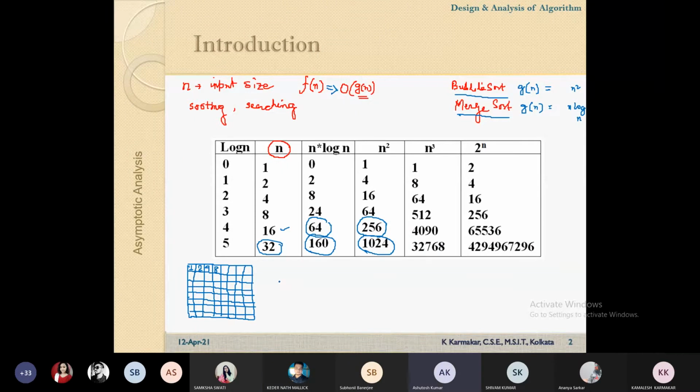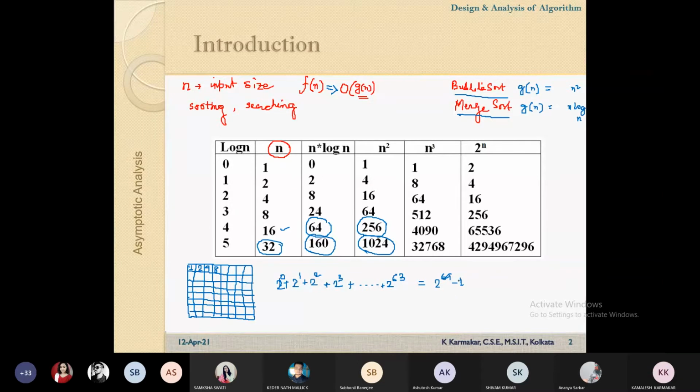It will be just like 1 plus 2 plus 2 square plus 2 cube, like this. So it's basically 2 to the power 0, 2 to the power 1, up to 2 to the power 63. So this value is basically 2 to the power 64 minus 1.